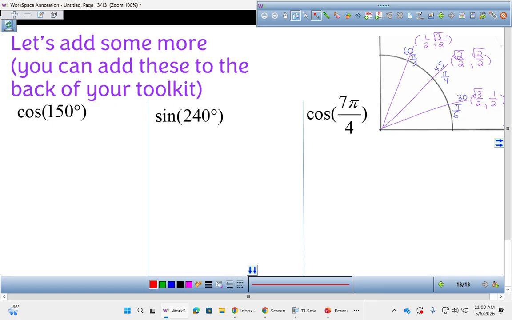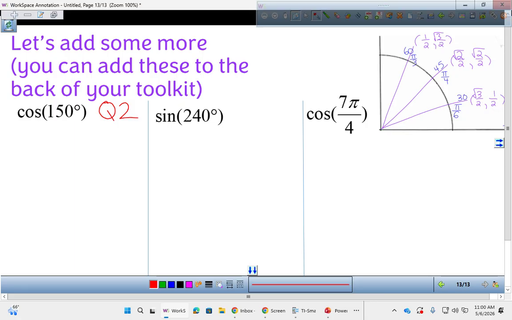Does anybody need me to explain why that's quadrant 2? All right, so let's see. I know that 150 degrees is in quadrant 2. I also know that I'm working with cosine. So I want to think about what I know about the x values in quadrant 2. Or if you don't want to think about it as x values, what do you know about the cosine in quadrant 2? You could do, like, All Students Take Calc.